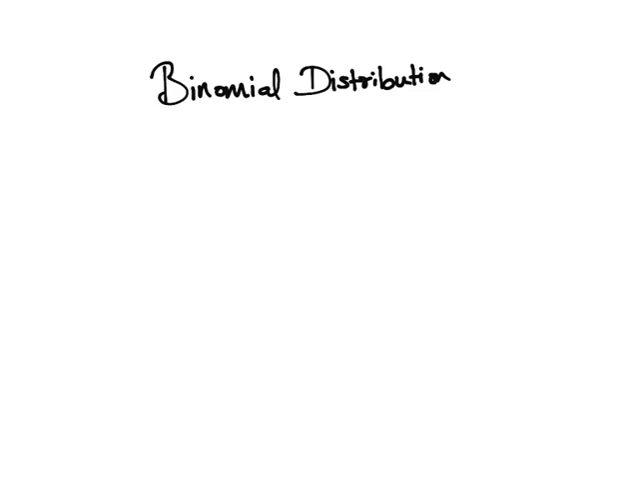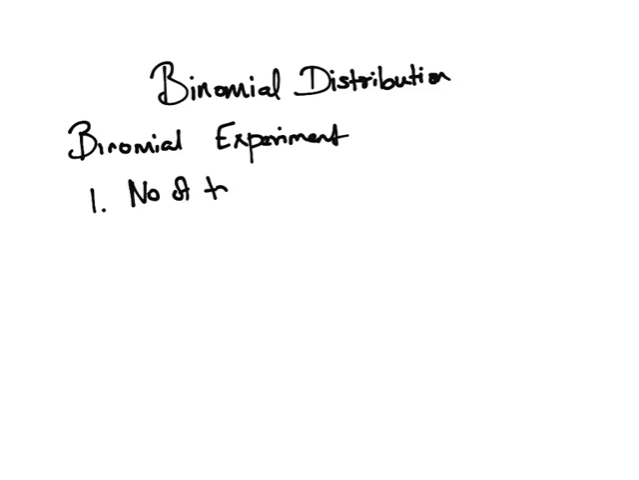Hello students, in this video I'm going to teach you binomial distribution. Now let us start with the properties of binomial experiment. There are actually four properties of a binomial experiment. The first one is that the number of trials should be finite. So the number of trials is finite.